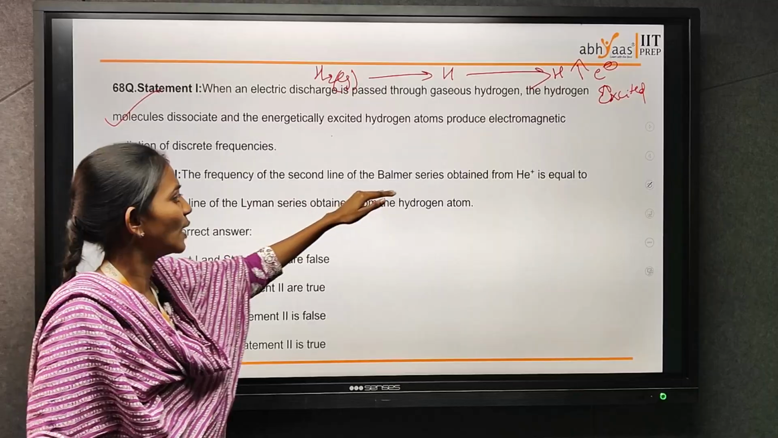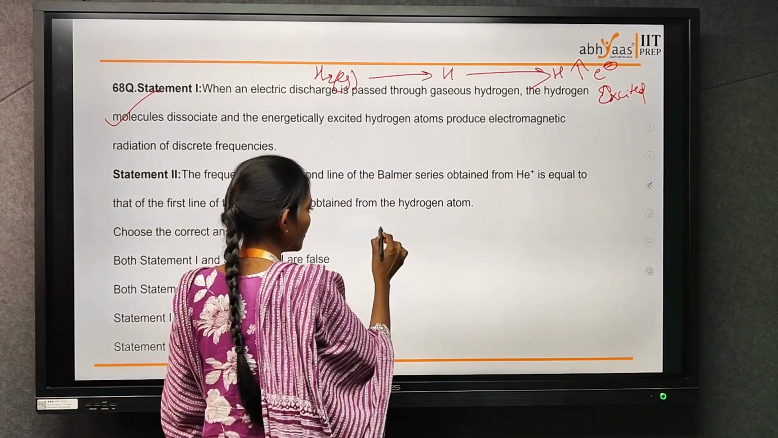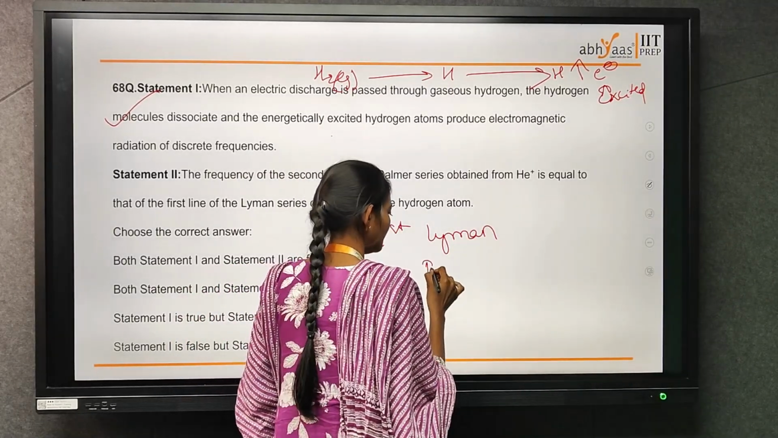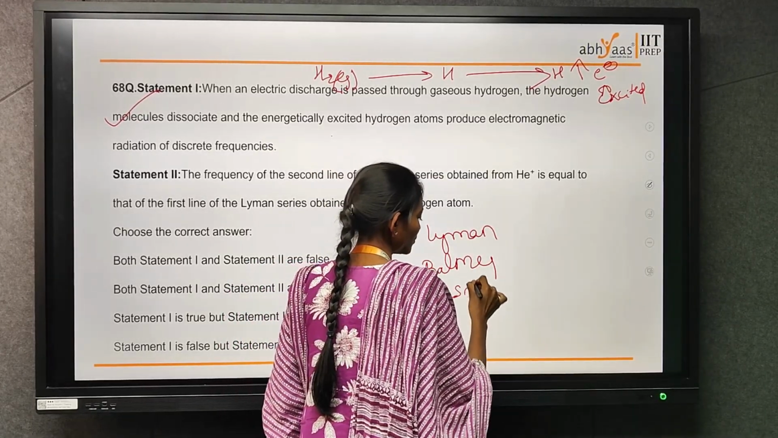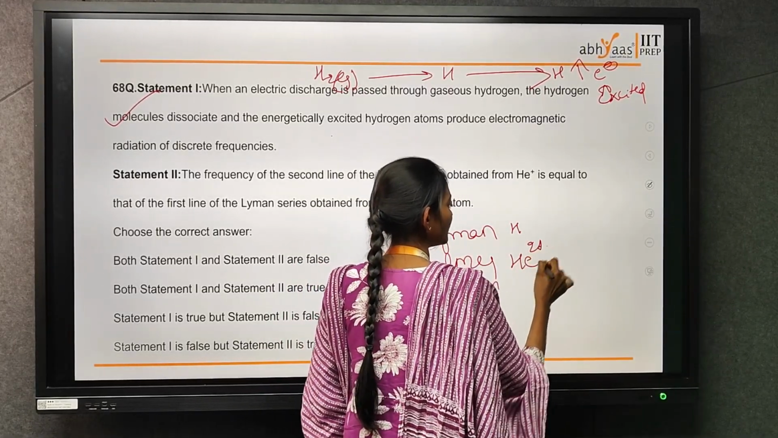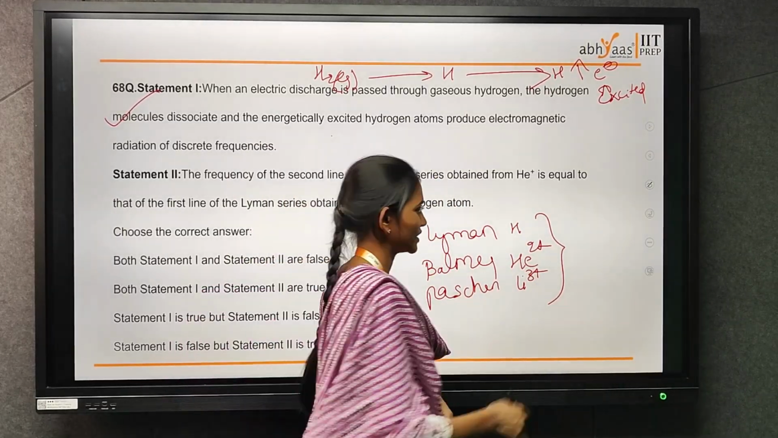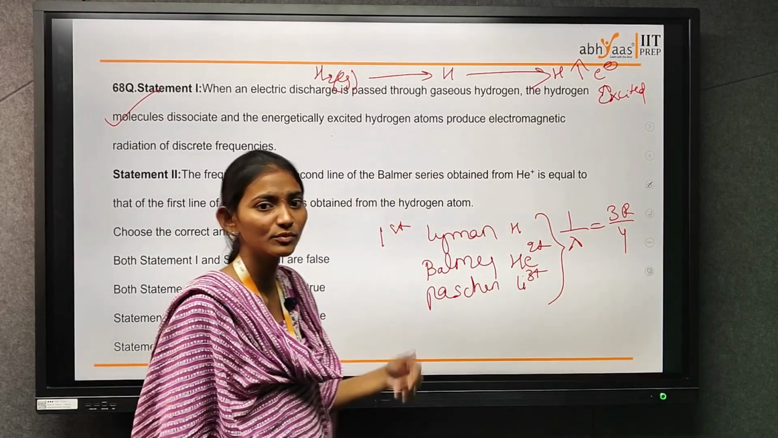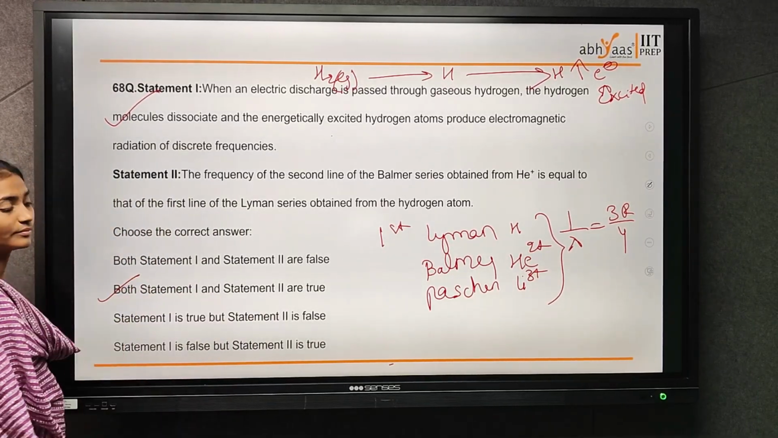And the frequency of the second line of Balmer series in helium is equal to the first line of the Lyman series. See, we are having here first Lyman, right? And second we are having Balmer. And next we are having Paschen. So again this series we are having for hydrogen, this is for helium, and for lithium we are having here. So upon doing the calculations, you will get the same frequency, which is 1 by lambda is equal to 3R by 4. So it is the same. So both statements 1 and 2 will be true. Okay.